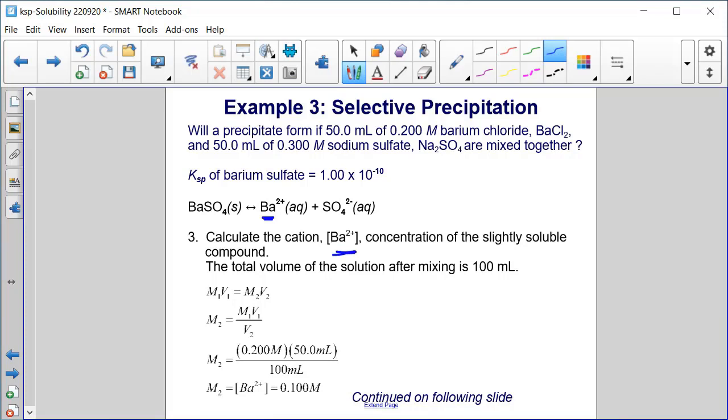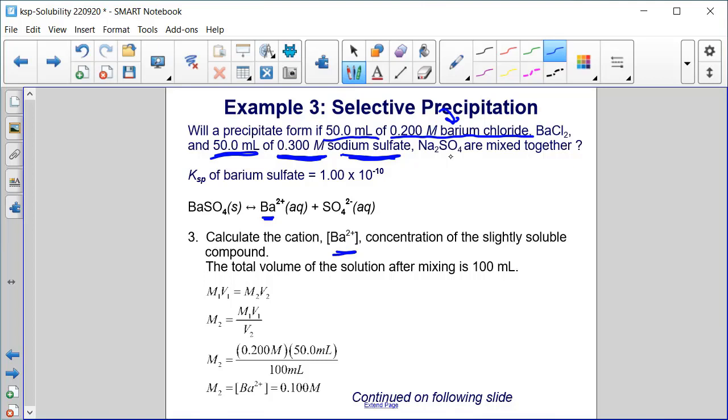So we are given some information. What are we mixing? We're mixing 50 milliliters of 0.2 molar barium chloride. So that would be 0.2 molar barium. And 50 milliliters of 0.3 molar sodium sulfate. So in terms of our net ionic equation, 0.3 molar sulfate. So we are combining two solutions together. So we have an initial volume, 50 milliliters of 0.2 molar barium, but then we have the barium in 100 milliliters. So we need to find the concentration of the barium after the solutions are mixed together.